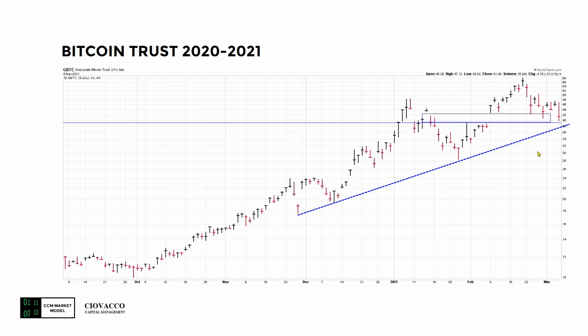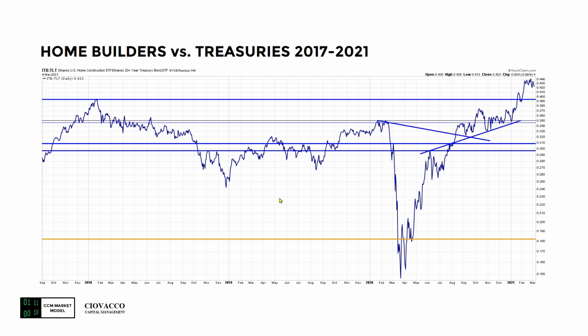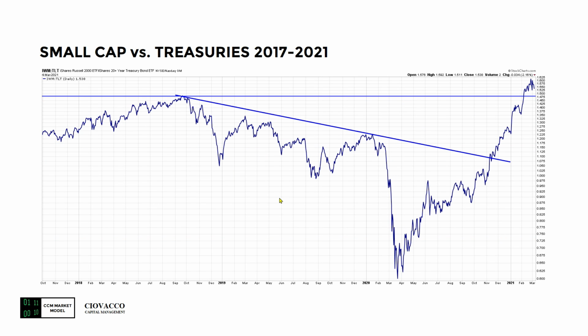GBTC, as of Thursday's close, has possible support nearby. Home builders versus defensive treasuries. Nothing particularly alarming here. This long-term breakout is still holding as of Thursday's close. Everything that we just said about the previous chart applies to small caps relative to treasuries.